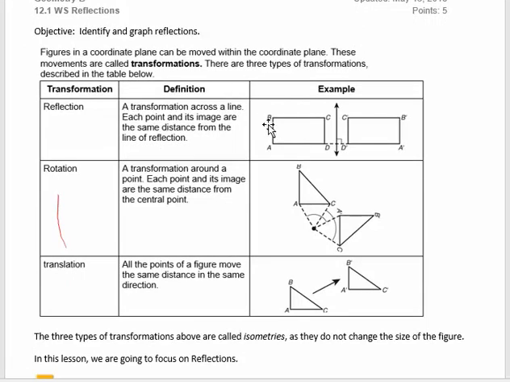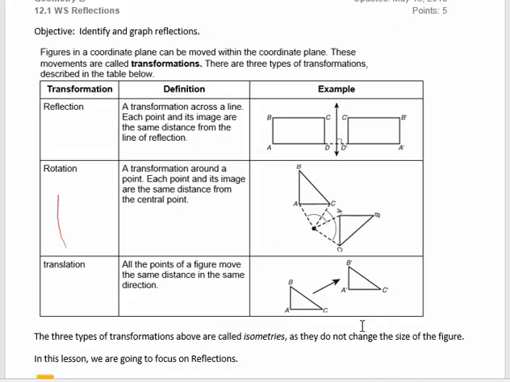Reflection is when you transform a figure across a line. Each point and image will be the same distance from the line of reflection. A rotation is when you spin a figure, rotate a figure about a point. We will be using the origin as the point that we are going to rotate about. Each point and its image are the same distance from the central point. And also translation, that is when all the points of a figure move in the same direction.